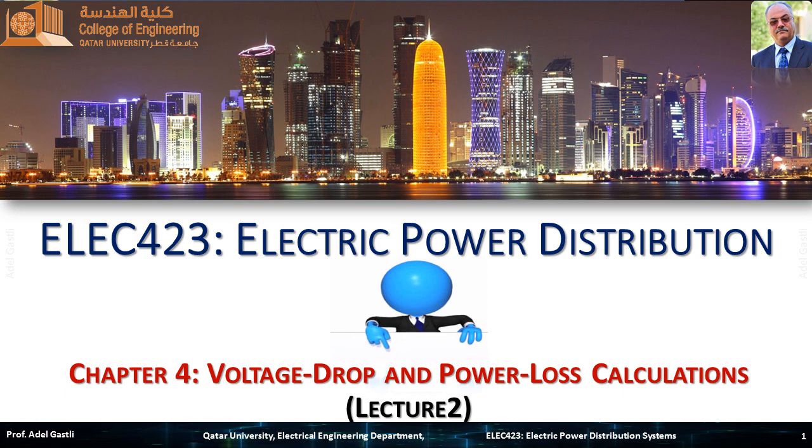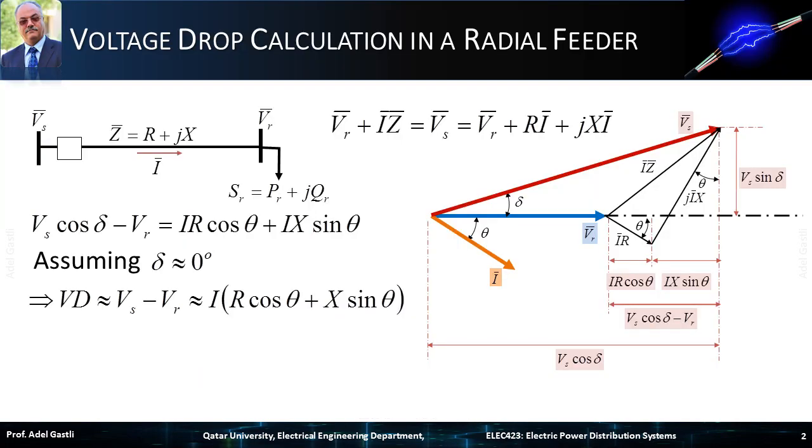This lecture is a continuity for the previous one and covers voltage drop and power loss calculations for a distribution system. Remember that, in the previous lecture, we developed the phasor diagram for the circuit voltages and currents, and we found that the voltage drop is equivalent to the product of the line current and the sum of R cos theta plus X sin theta.